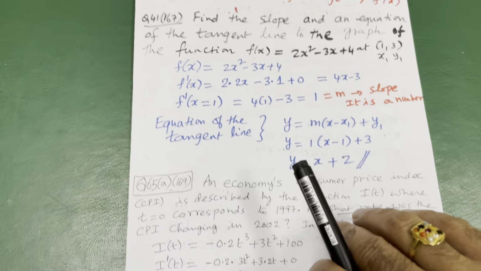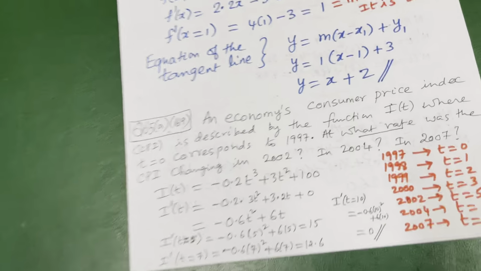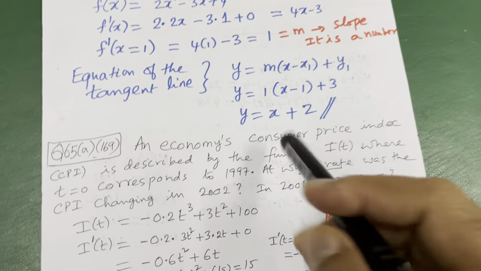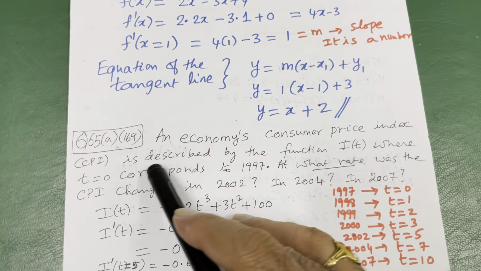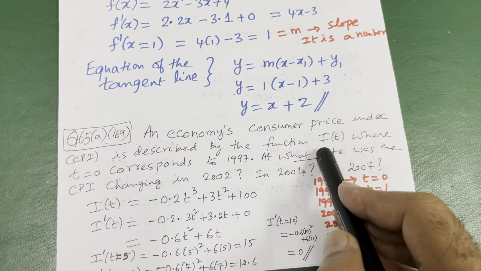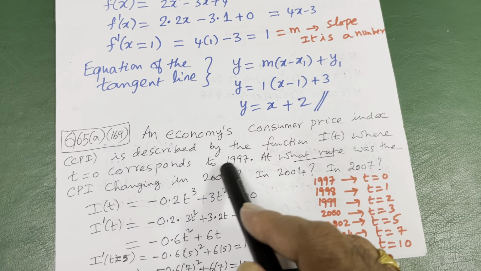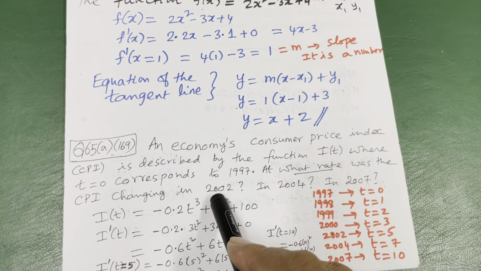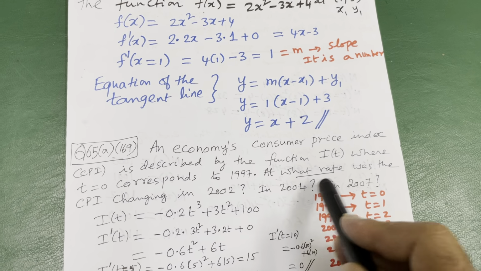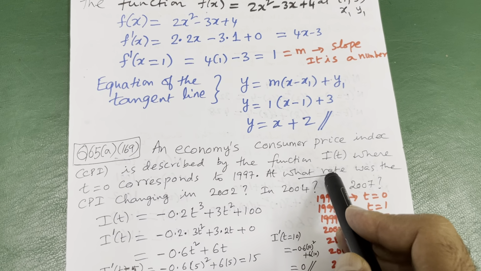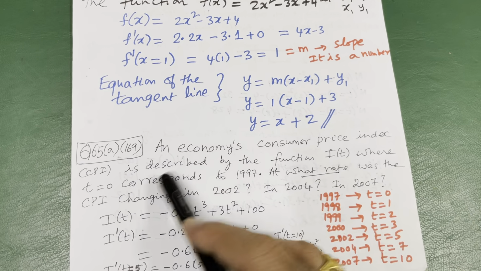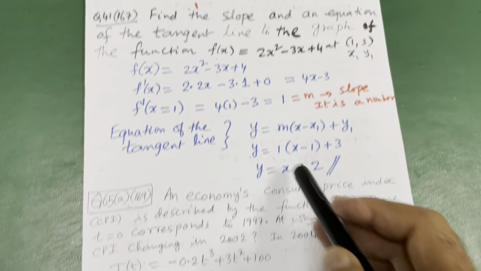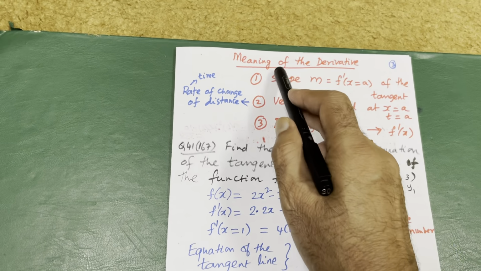This is the answer. Now here is a problem in application problems. The economist's consumer price index CPI is described by the function, where t equal to 0 corresponds to 1997. At what rate was the CPI, the consumer price index, changing in 2002, 2004 and 2007? Rate, meaning rate of change, immediately means derivative.